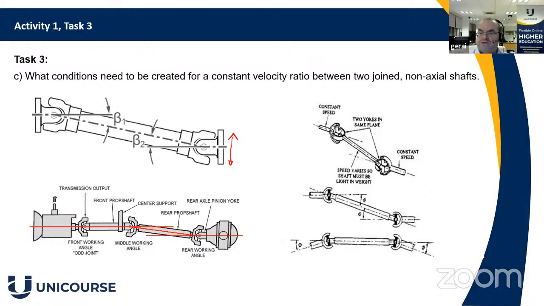The main thing to note is that these end flanges will be parallel to each other. So the key to making sure that you get a constant velocity ratio between the inlet shaft and the outlet shaft is that the angle beta 1 must be the same as beta 2. And when you've watched the video, you'll understand why, and it's a good demonstration.